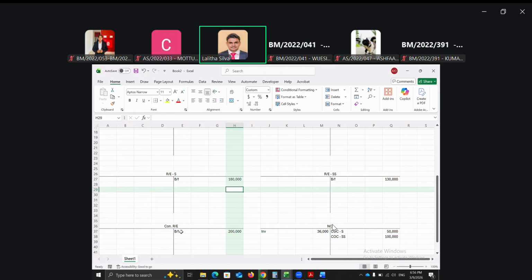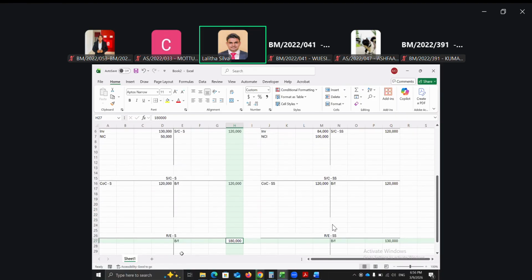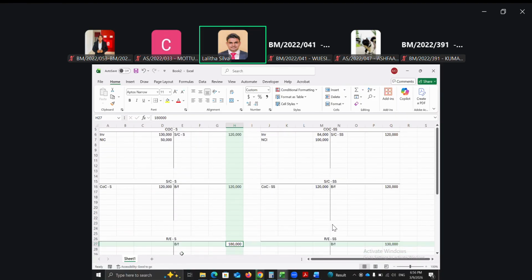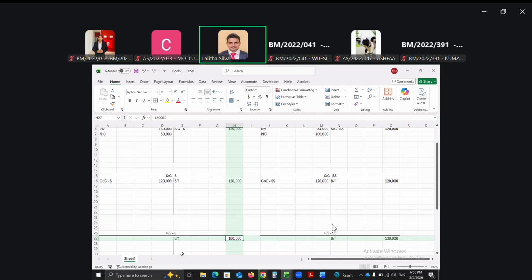Okay. Then when it comes to the subsidiary and sub-subsidiary, in their retained earnings, we have two portions. We have the pre-acquisition retained earnings and the post-acquisition retained earnings. What shall we do with the pre-acquisition retained earnings?